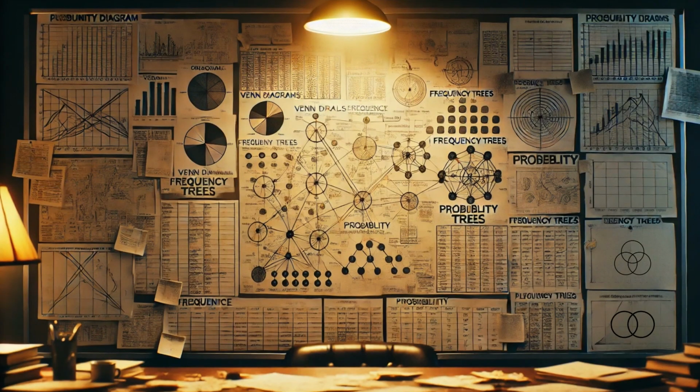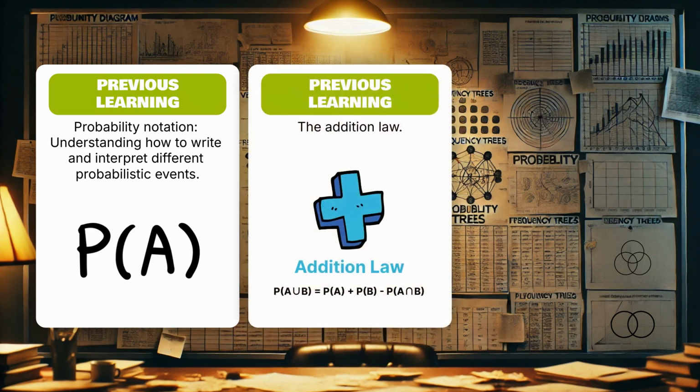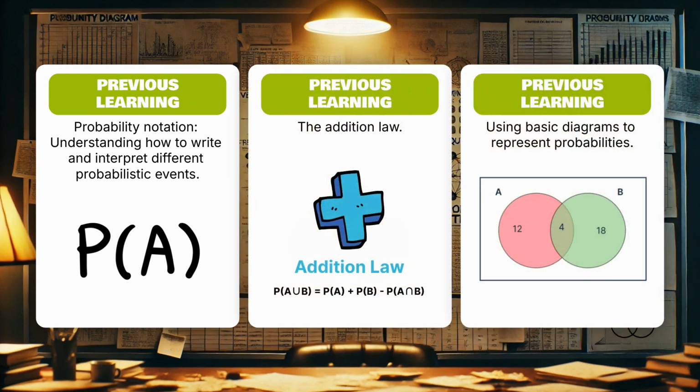So far, we've built a strong foundation by becoming familiar with probability notation, understanding how to write and interpret different probabilistic events, the addition law, visualizations of probabilities, using basic diagrams to represent probabilities, including sample space presentation, two-way tables, frequency trees, probability trees, and Venn diagrams. We can now explore when and how to use different types of diagrams, which is crucial for breaking down complex probability problems.